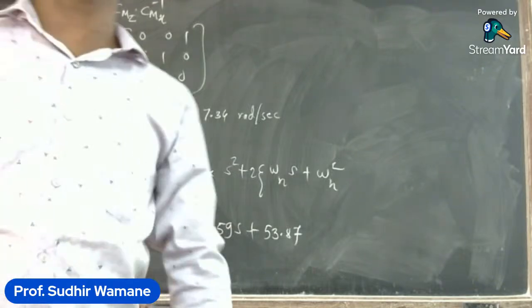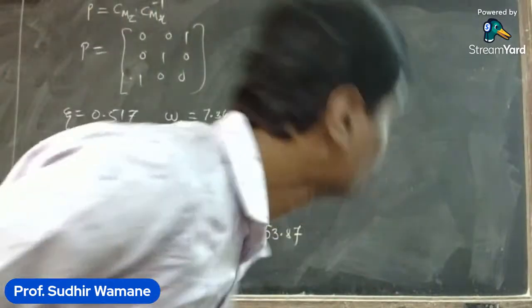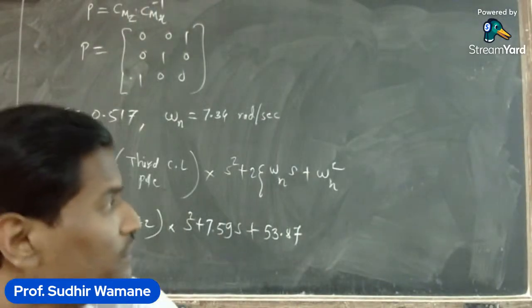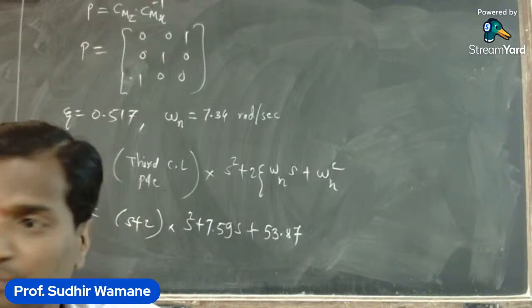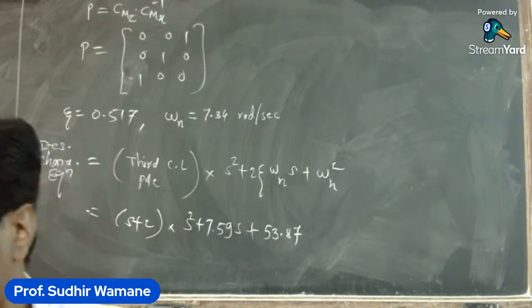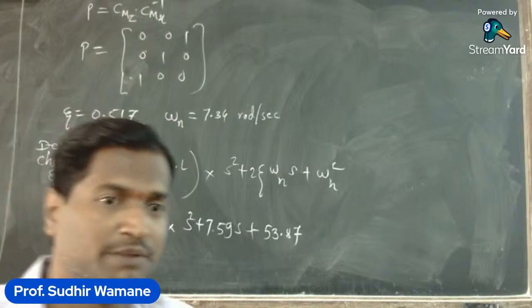Now next is to find the actual characteristic equation, which is given by the determinant of sI minus Ax minus Bx into Kx, because we are designing the controller still in a phase variable form.